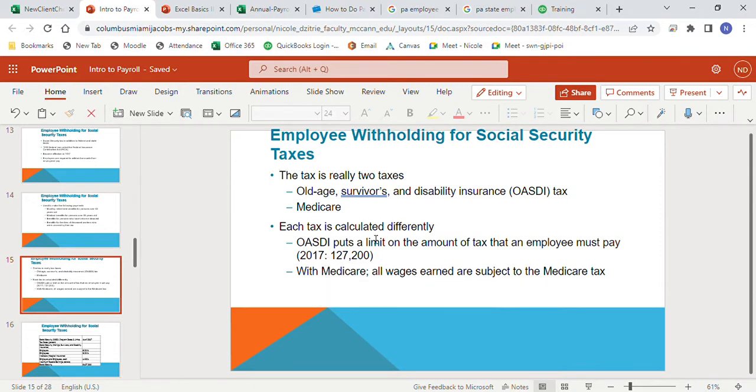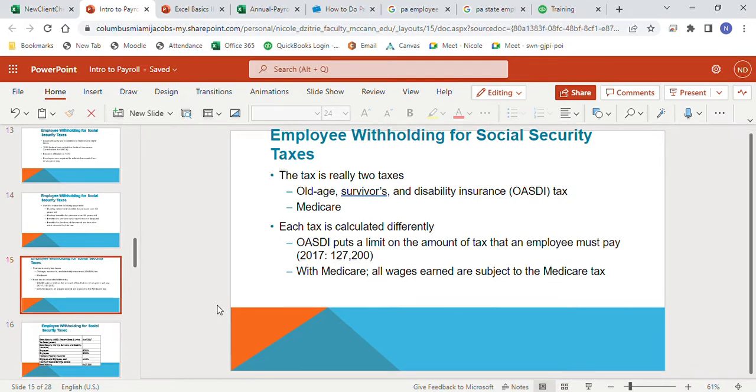But for Social Security disability, there is. OASDI is old age survivor disability insurance. That's what that is. And so there is a cap. I don't know what the cap is offhand here, but I want to say something like 148, somewhere around there, 2022. I'm not going to look it up.